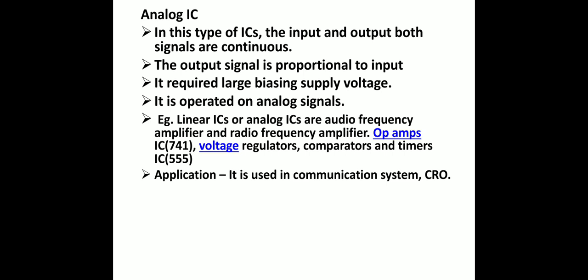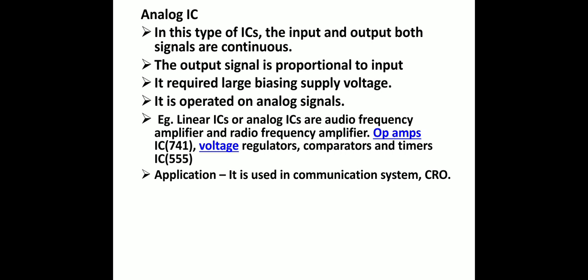Analog IC requires a large biasing supply voltage. What is the biasing supply? That is applying an external supply voltage for the operation. Analog ICs operate on analog signals. Examples of analog ICs are linear ICs.